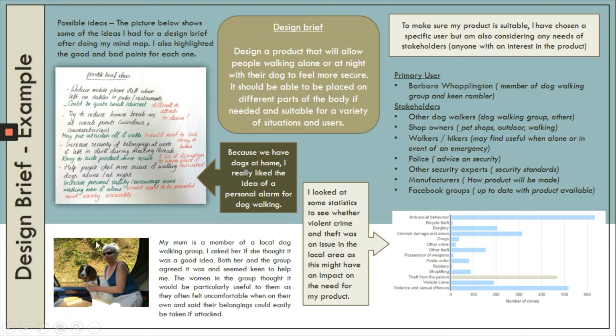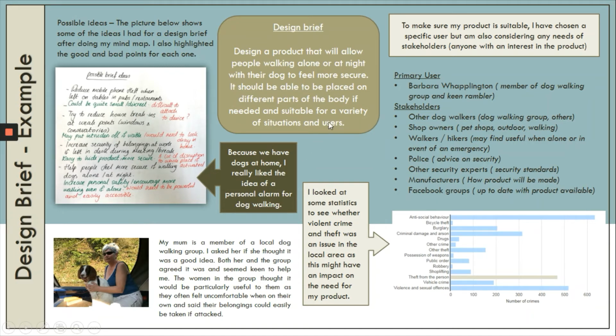So because that was the one that I liked, I then turned it into what we call a design brief. So this is the main problem that I am going to make a product to solve. So my design brief was design a product that will allow people walking alone or at night with their dog to feel more secure. It should be able to be placed on different parts of the body if needed and suitable for a variety of situations and users.